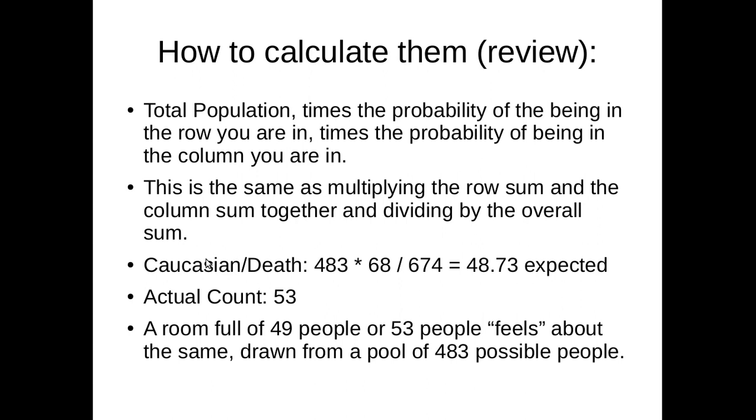So in this case, Caucasians, death penalty: the total of 48 Caucasians, total of 68 death penalty, divided by the total of all the data set gives you an expected value of 48.73. The actual count was 53. 53 kind of feels like 49 or 48. It seems about the same. So for example, think about this. If you have a room full of 49 people or a room full of 53 people, it feels roughly the same, especially if you know they were drawn from a pool of 483 people. Okay, so your intuition says it feels about the same.